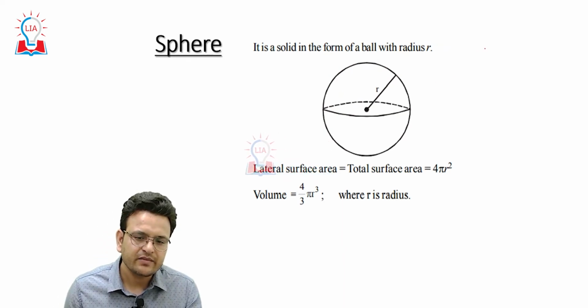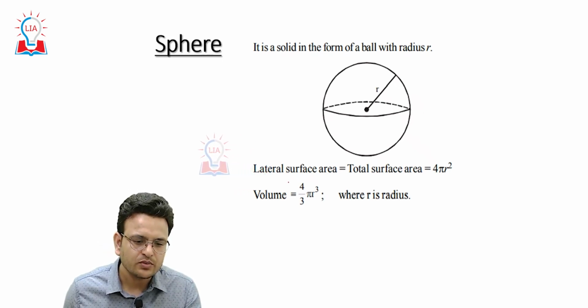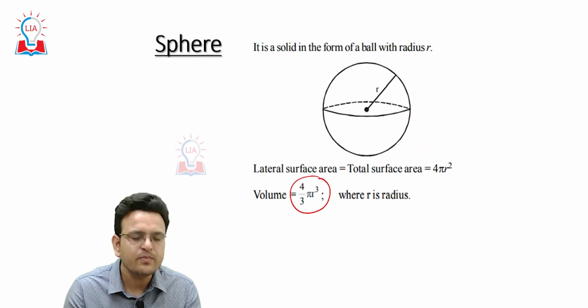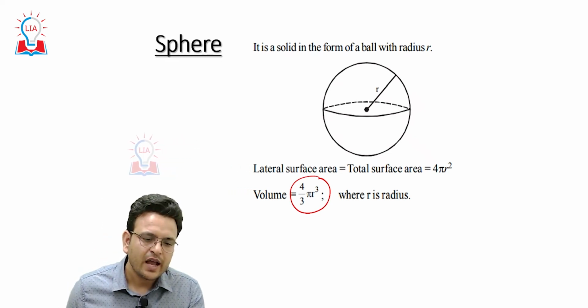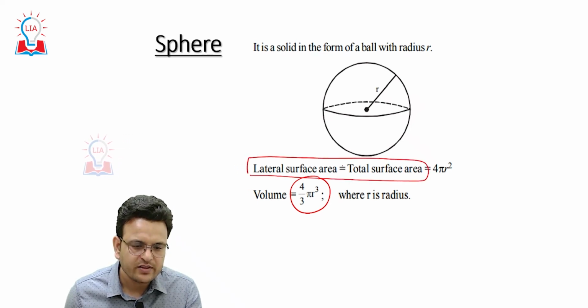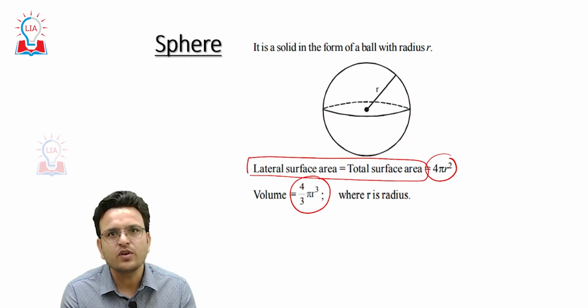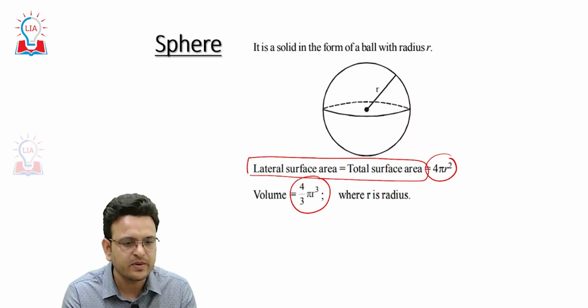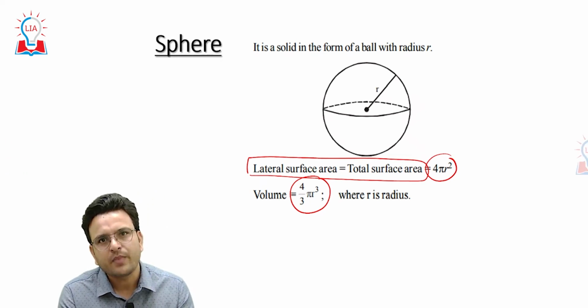Sphere is nothing but a ball. So you have to know the volume is 4/3 pi r cube. And lateral surface area and total surface area of a sphere are equal, that is 4 pi r square. These two formulas are very important. You have to remember.